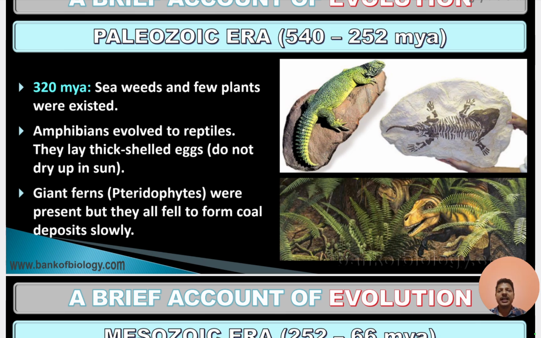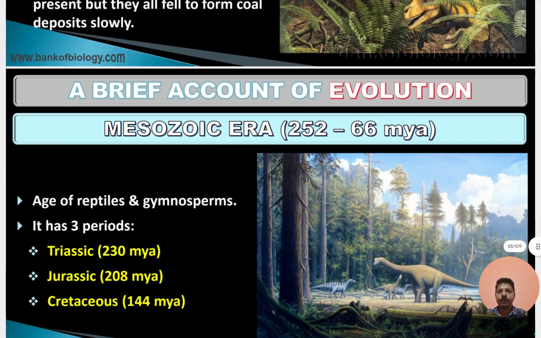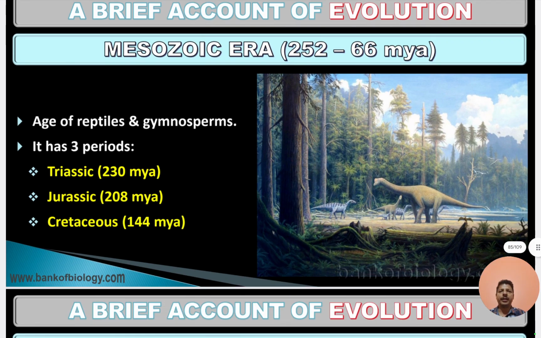Giant ferns, pteridophytes, were present, but they all slowly formed coal deposits. Then the Mesozoic era, 250 to 66 million years ago. Age of reptiles and gymnosperms. It has three periods: Triassic 230 million years ago, Jurassic 208 million years ago, and Cretaceous 144 million years ago.